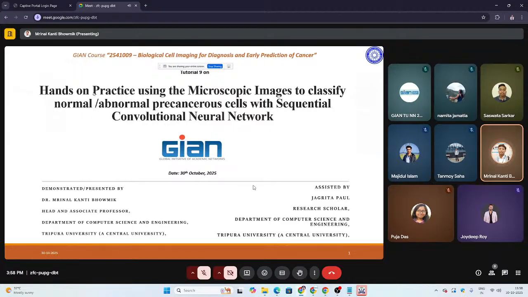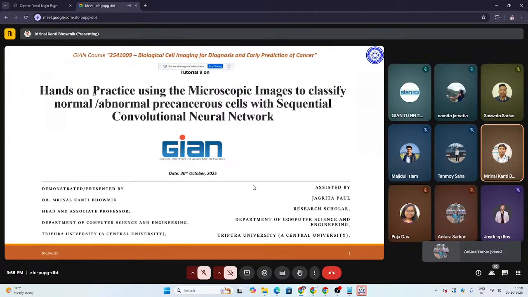So thank you, sir, for giving me the opportunity to present today's tutorial. Good afternoon, everyone. Myself, Jagrita Pal, a research scholar from the Department of Computer Science and Engineering, Tripura University. So today my topic will be hands-on practice using microscopic images to classify normal and abnormal precancerous cells with sequential convolutional neural network. Proceeding towards my first slide.